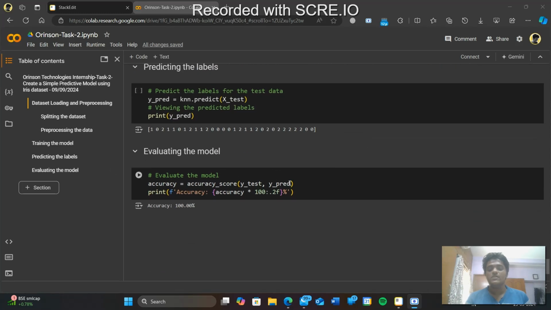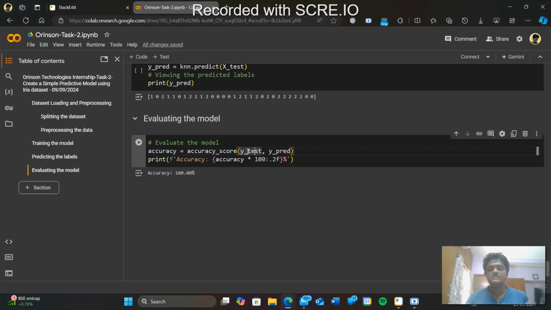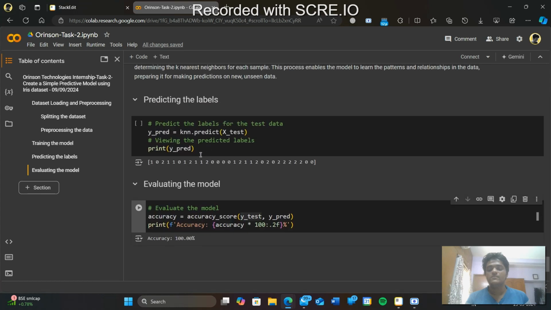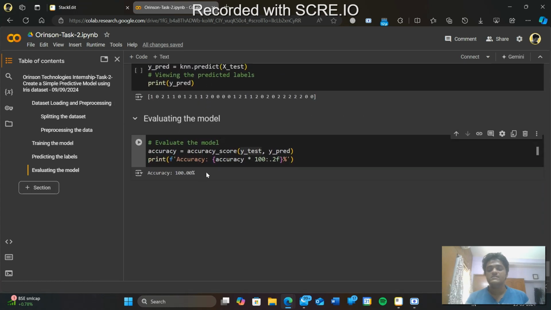And now we are evaluating the model. We are evaluating whether the test data and the predictions coincide and what accuracy they have. After the training, it is found that the accuracy is 100%.